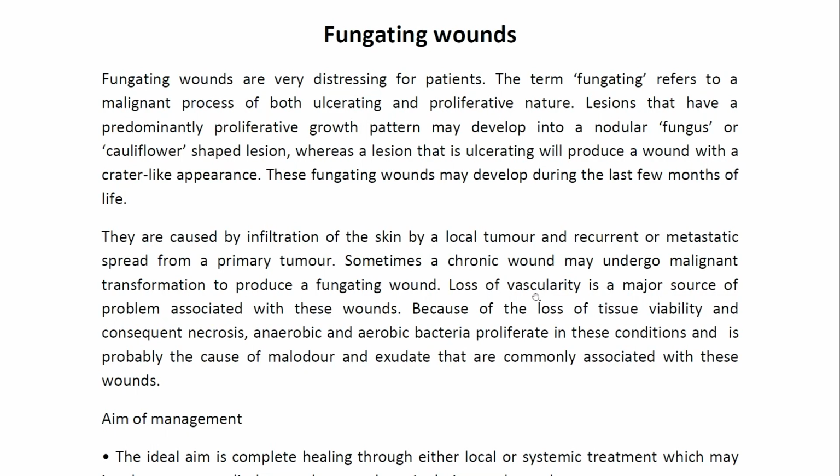The term fungating refers to a malignant process of both ulcerating and proliferative nature. Lesions that have a predominantly proliferative growth pattern may develop into a nodular fungus or cauliflower shaped lesion, whereas a lesion that is ulcerating will produce a wound with a crater like appearance. These fungating wounds may develop during the last few months of life.